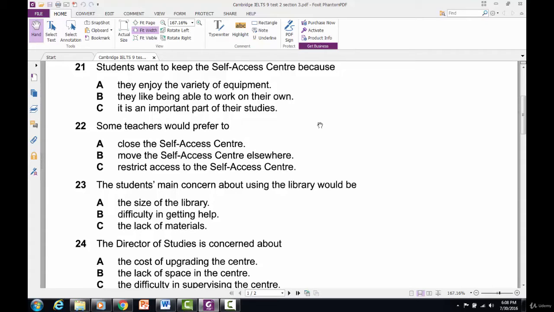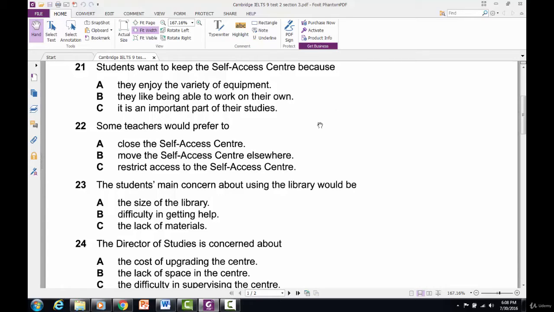Now listen carefully and answer questions 21 to 24. Hi, Yun. As you know, I've asked you here today to discuss the future of our Self-Access Centre. We have to decide what we want to do about this very important resource for our English language students. So, can you tell me what the students think about this?